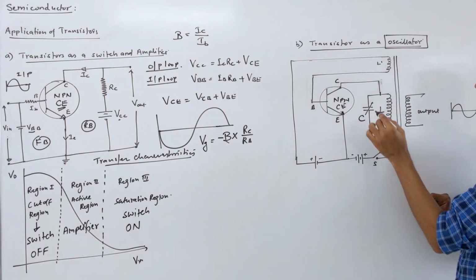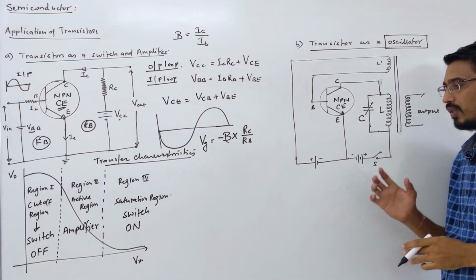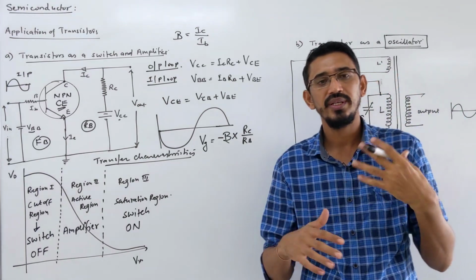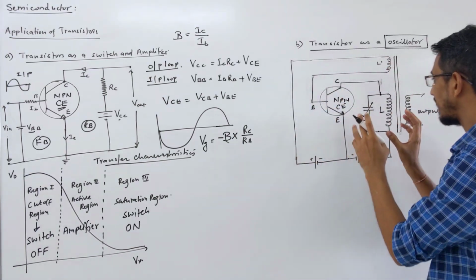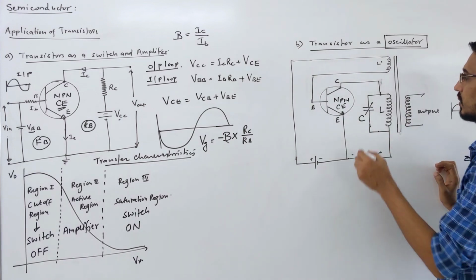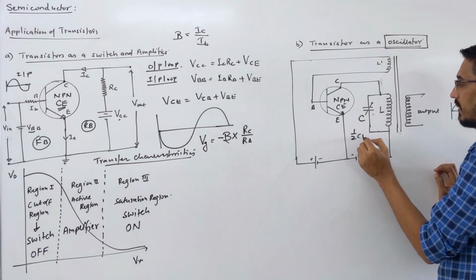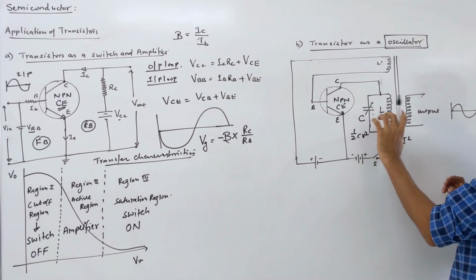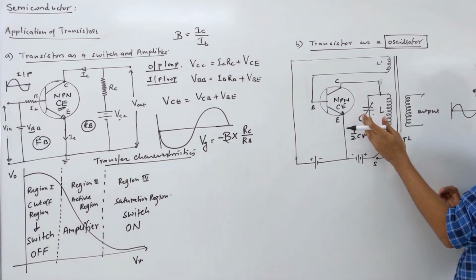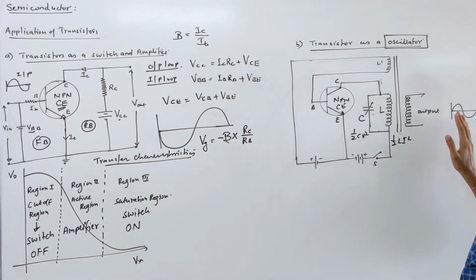So what happens now? In the capacitor, energy is stored in terms of electricity, right? Remember half CV square. Actually, these things I will teach you in the AC chapter also. Energy stored in the inductor is half L i square. So this energy oscillates from here to here, and the waves will be produced.